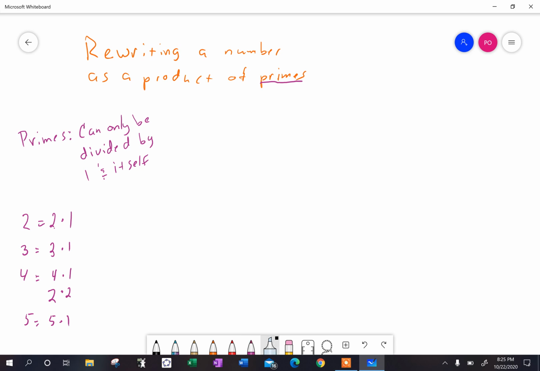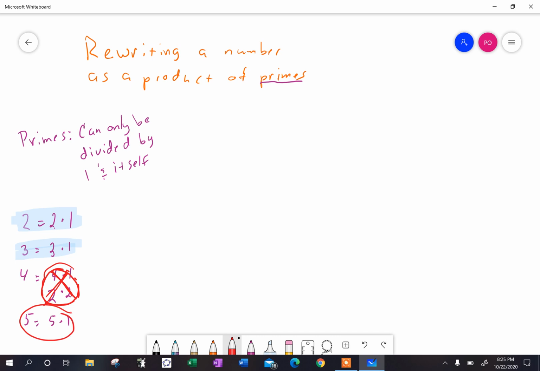So, if we take a look, the number two is prime because the only two numbers that multiply to two is two times one. Three is also prime because we get three times one, and that's it. 4, however, is not prime because although you can do 4 times 1, you can also do 2 times 2. And therefore, because 4 has multiple numbers that can multiply to 4, it's not prime.